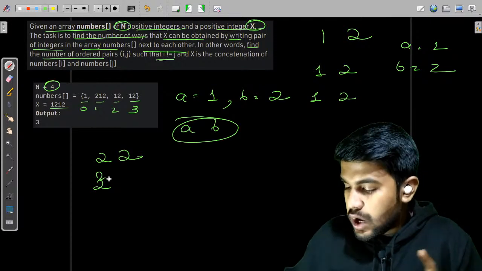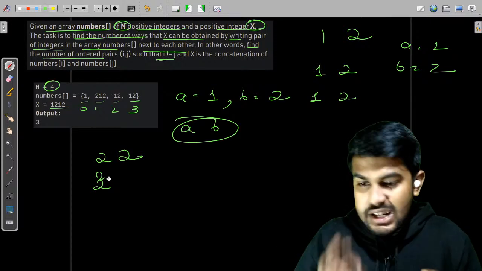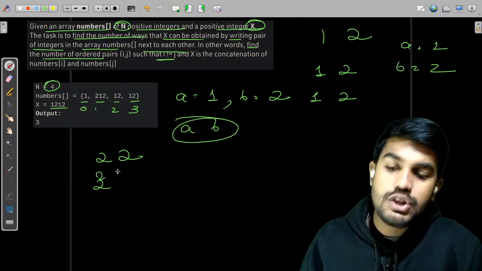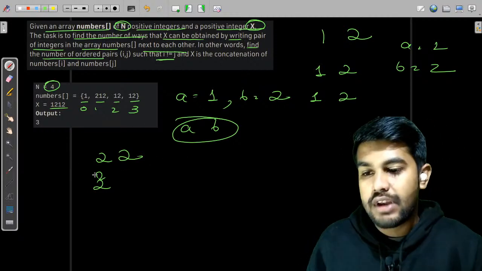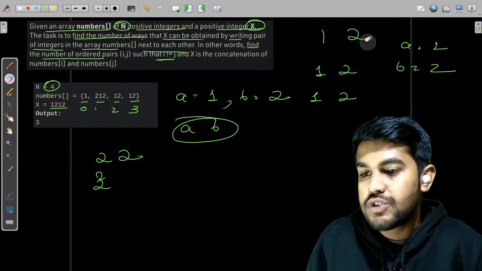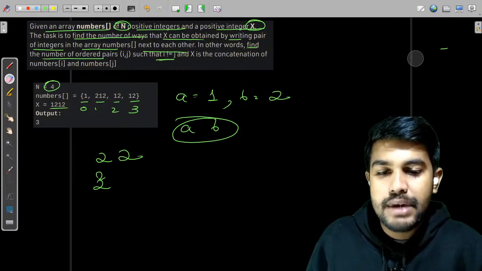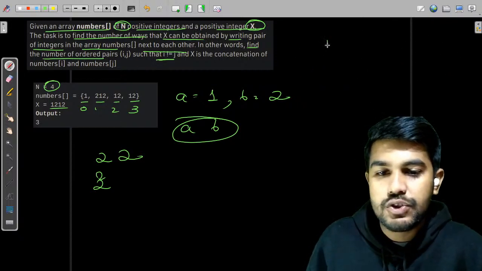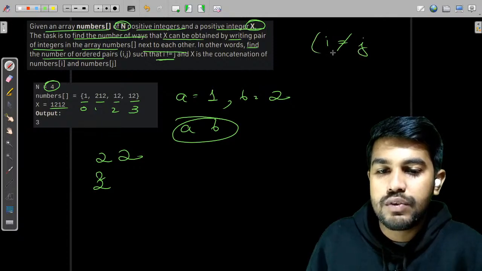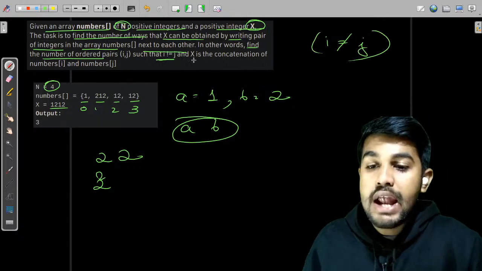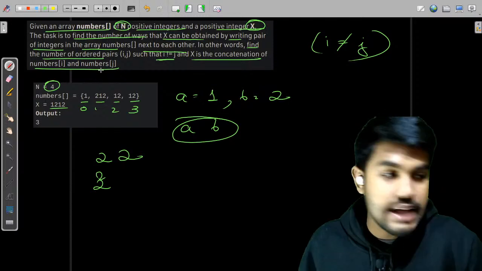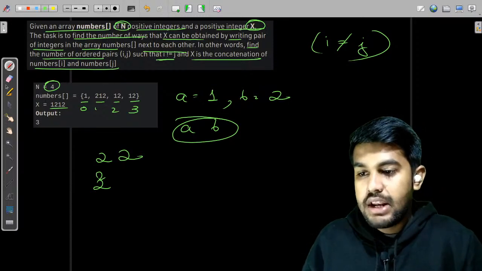Okay, you can't make a pair with itself. You just need to consider two numbers. This is absolutely very important, so I would be writing it individually. Fair enough. So i is not equal to j itself, and x is the concatenation of the numbers i and j. Yeah, this is fine. Fair enough.